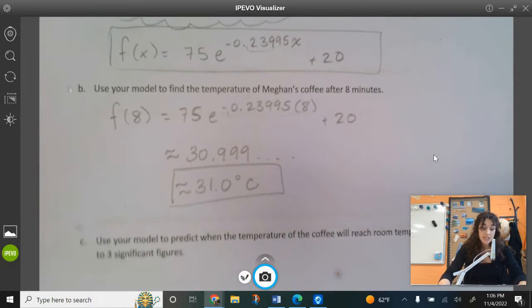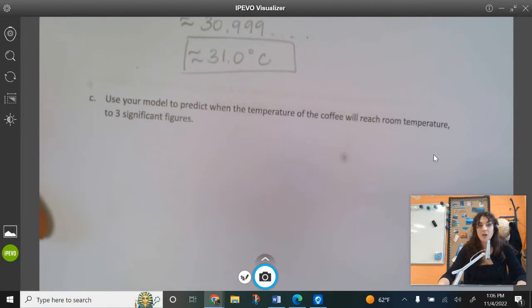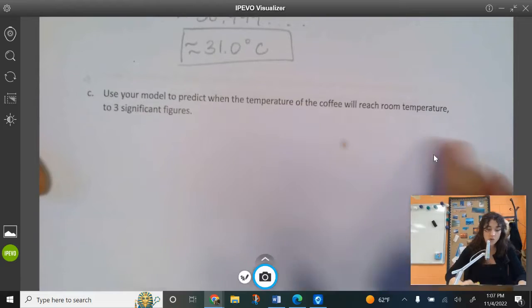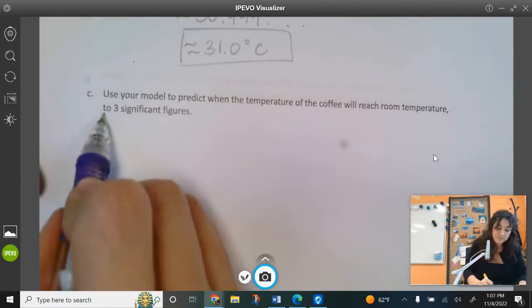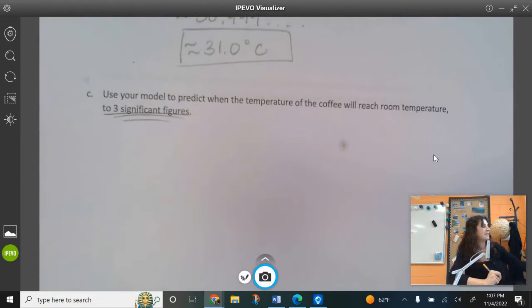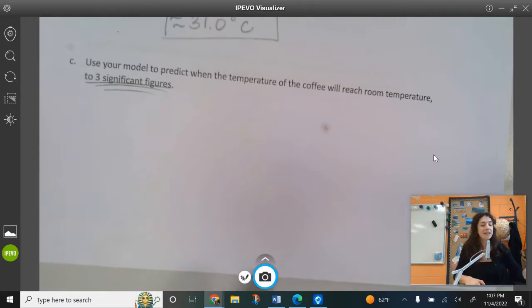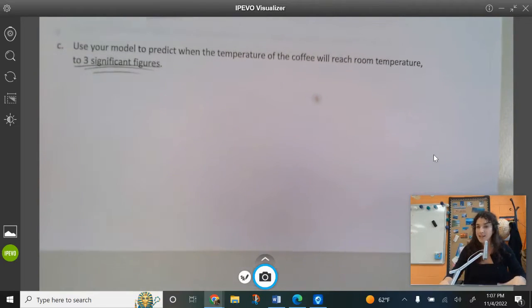So after 8 minutes, it's pretty darn close to room temperature. Use your model to predict when the temperature of the coffee will reach room temperature to 3 significant figures. This is a weird wording, because it reads like we want the answer to be in 3 significant figures, because that's normally what we're talking about here. But this is actually asking something completely different. This is where sometimes these application problems really get the best of us.